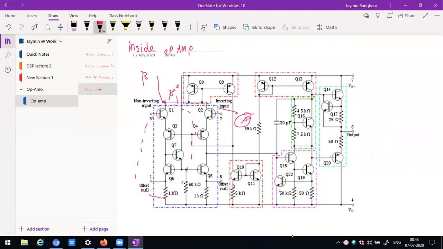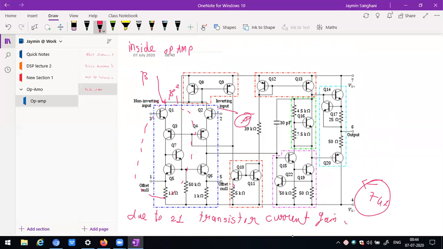So due to the large number of transistors, here 20 to 25 transistors. I first explained 36 transistors, but this is the 741 IC, that's why here it is 21 transistors. So I have written the most important sentence here: due to 21 transistors, current gain and voltage gain are significantly improved.